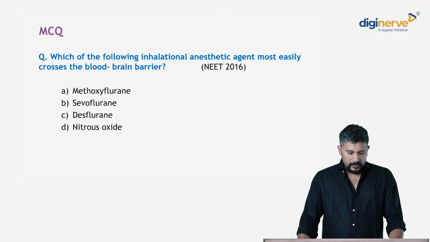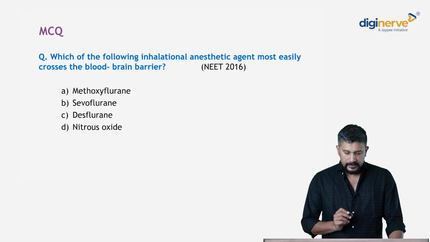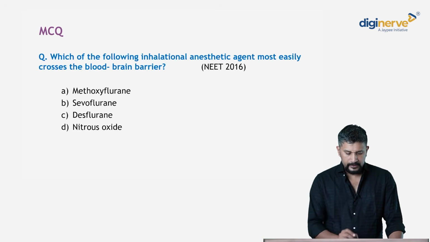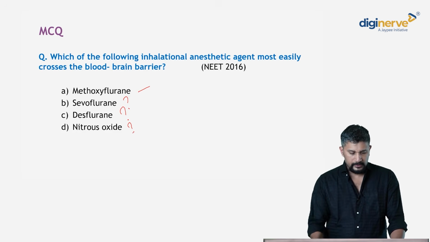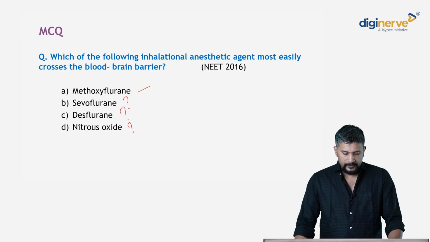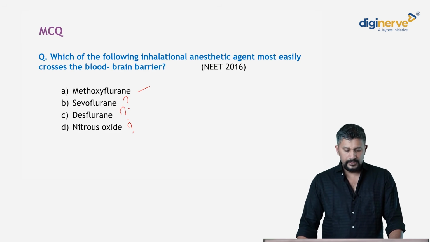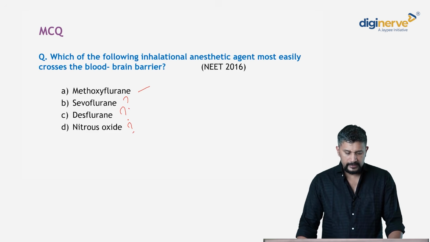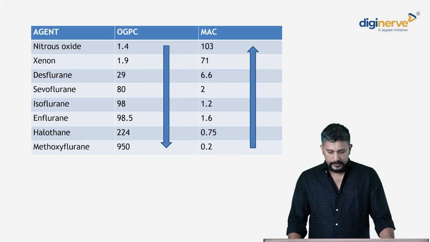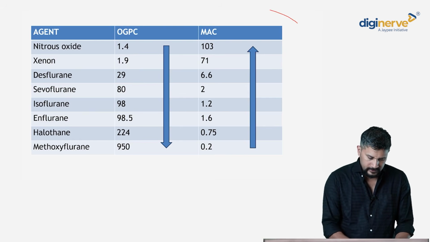The next question. Which of the following inhalational anesthetic agents most easily crosses the blood-brain barrier? Is it methoxyflurane? Is it sevoflurane? Is it desflurane? Or is it nitrous oxide? So like we saw earlier, you're crossing over the blood-brain barrier. The ease of crossing over is going to be determined by the oil gas partition coefficient. Again, these numbers are very important for us.